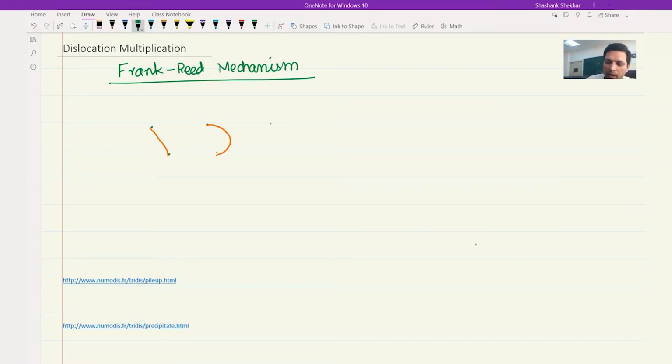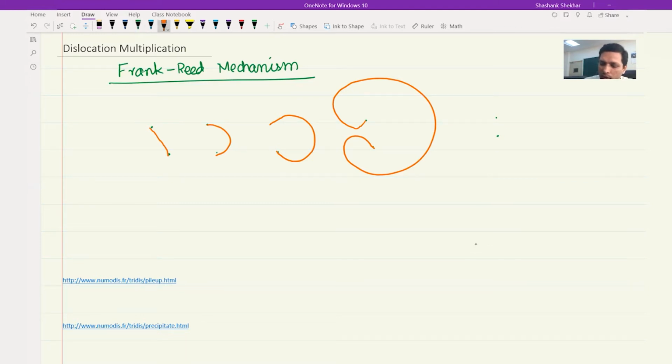And if you keep applying the stress, then the dislocation would loop like this, and eventually it forms something like this. You can see already that the dislocation length is increasing. As we apply more and more stress, leading to more and more strain, the dislocation length is increasing. But that is not all. You would see that it multiplies even further.